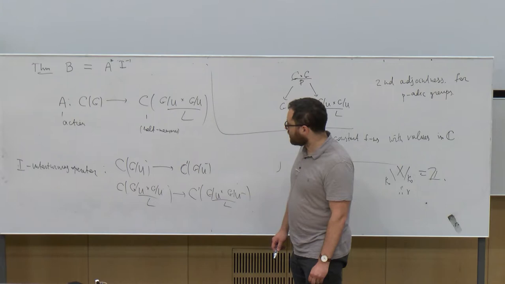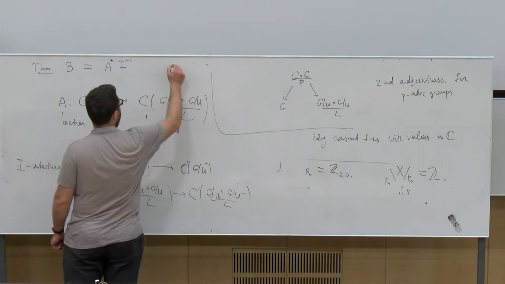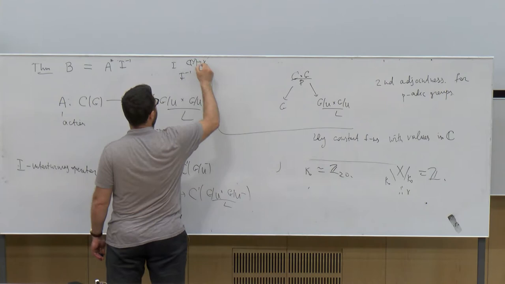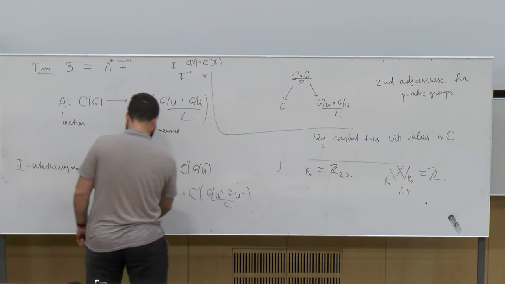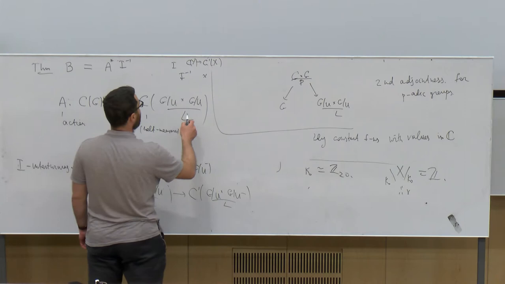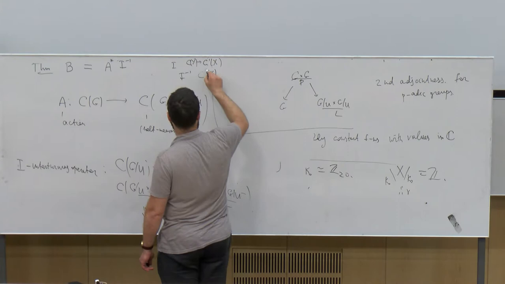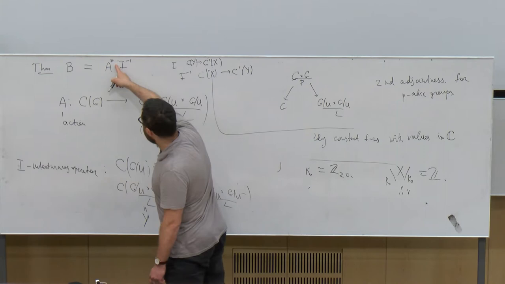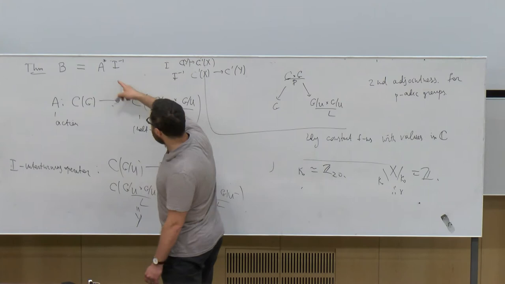So I went from Y to X. So I inverse went from X to Y. I mean, of course, it's functions. Y is where the integral kernels live. And I inverse went from functions on X to functions on Y. So that's fine. I start on X, so I go to Y, and then A goes from G to Y, and so A star goes from Y to G.